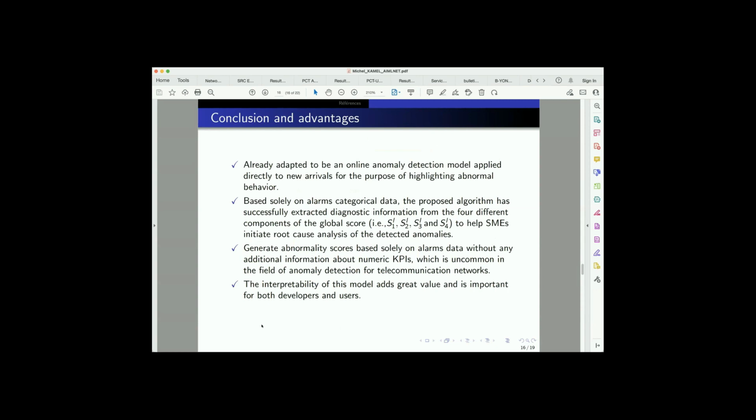In conclusion, the advantage is that this is an online anomaly detection model, and you can think of it as any new arrivals are directly processed by all scores and formulas and classified as an anomaly or not an anomaly. And this is based only on alarms categorical data. That's something highly important, because usually anomaly detection algorithms are based on numeric KPIs. And it's not common to use these to help subject matter experts to maintain a very good network and quality of service. And then the interpretability of this model is key. It's an open box, white box model, where experts can also understand the reason for a high score or a low score or an anomaly.